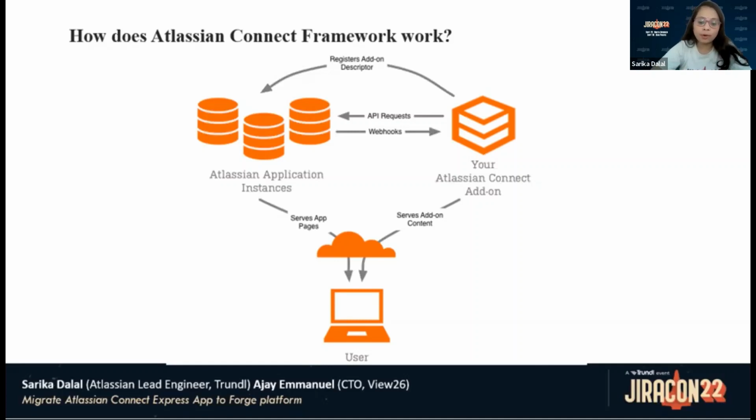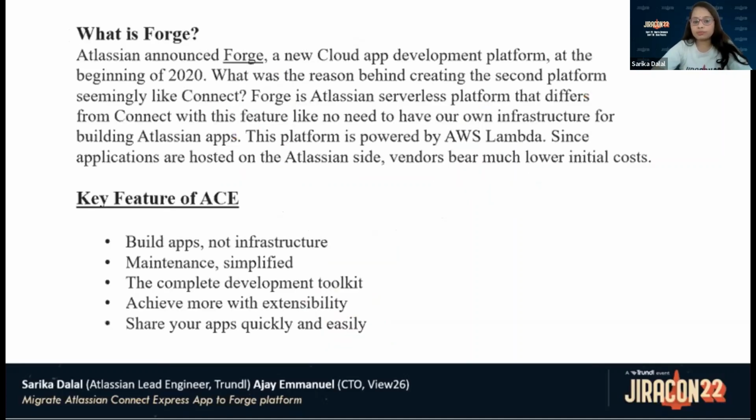So let's talk about what Forge is. Now we have explored Atlassian Connect Express. Now let's talk about Forge. Atlassian announced Forge, a new cloud app development platform, at the beginning of 2020. Now we have noticed that Atlassian Connect Express is already available. Why do we need Forge? What is the reason behind creating a second platform which is similar to Connect?